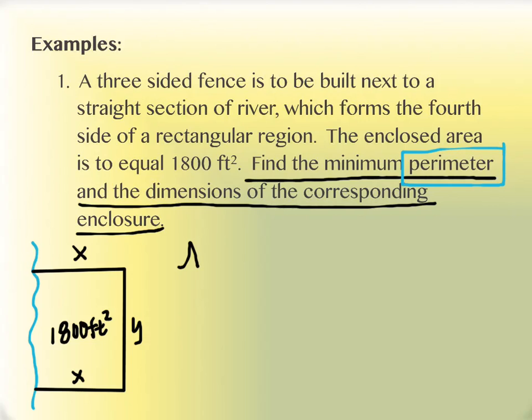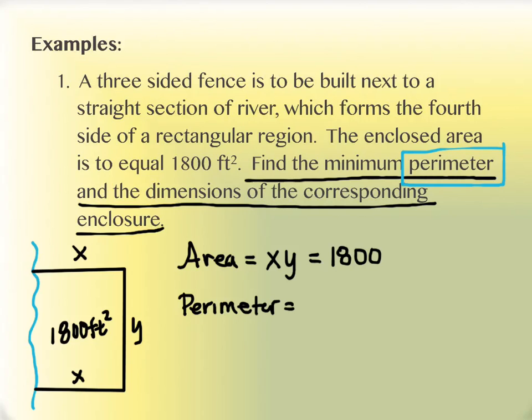What can you tell me about the equation for area for this diagram? Length times width, and in terms of the letters that I've used, it would be x times y. And the kicker on this one is that we actually know this equals something. It's 1800. So we're going to need that piece of information in a moment. The second piece of information is perimeter.